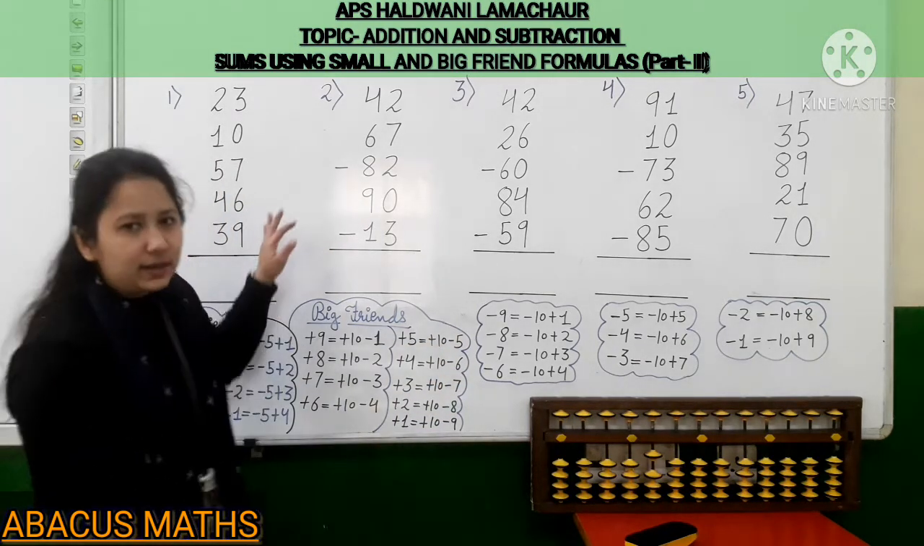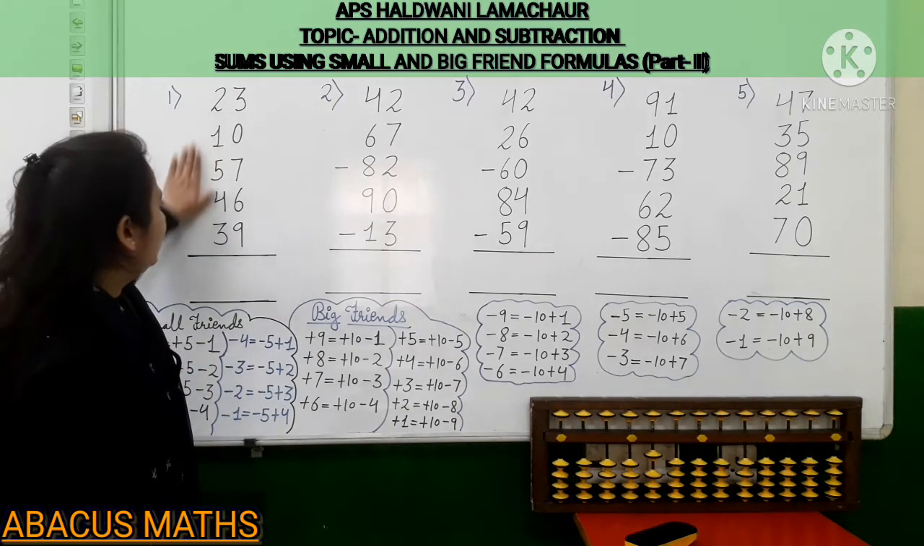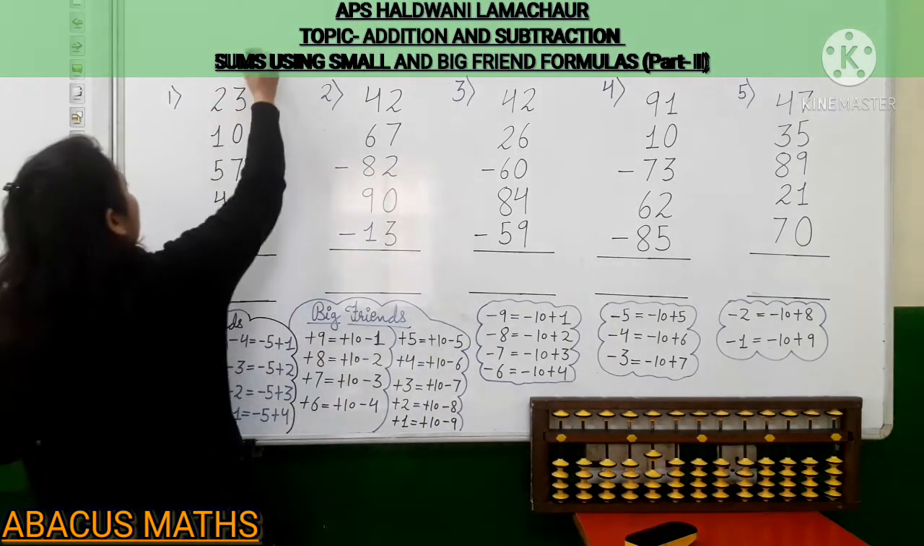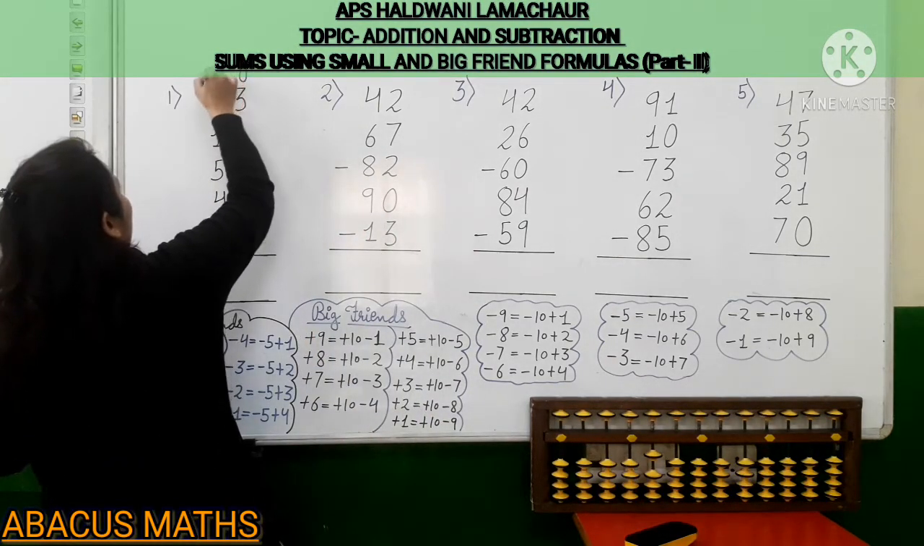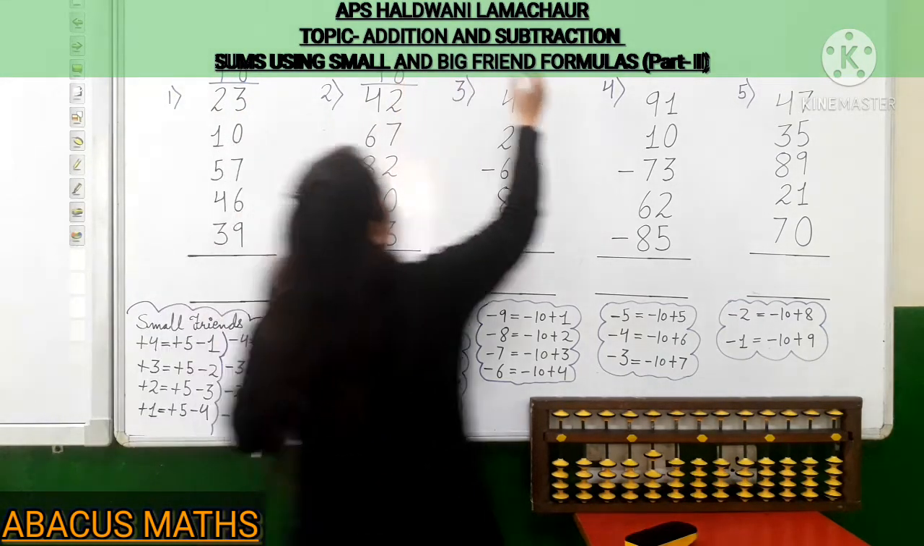So kids, let's start our today's topic with the first sum. As you can see, all your sums are 2 row sums. So your first row will go in the 1's rod, the second row will go in the 10's rod. Same way here also.